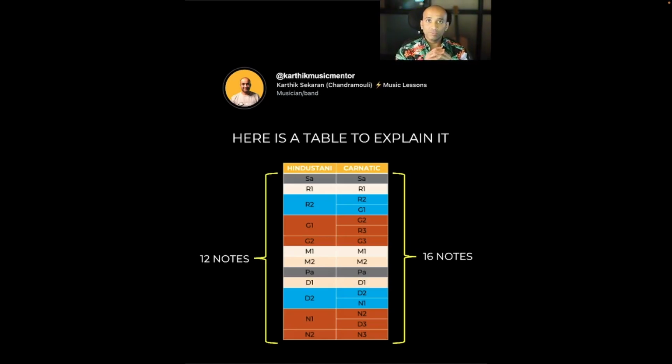Now, let me tell you in the beginning itself, this is the precise reason why there are 10 thats in Hindustani and there are 72 Melakartas. Thats and Melakartas are the parent ragas, the parents from which a lot of Janya ragas are derived. So, Hindustani has 10 thats and Carnatic has 72 Melakartas. It's because of the 12 note system versus the 16 note system.